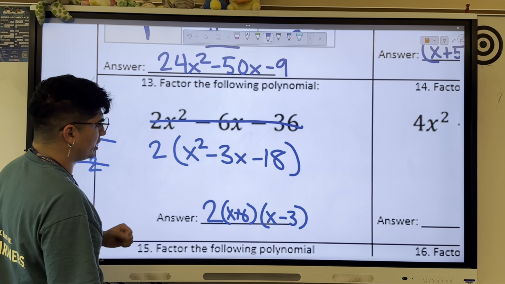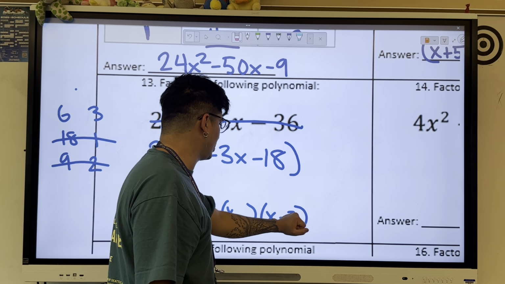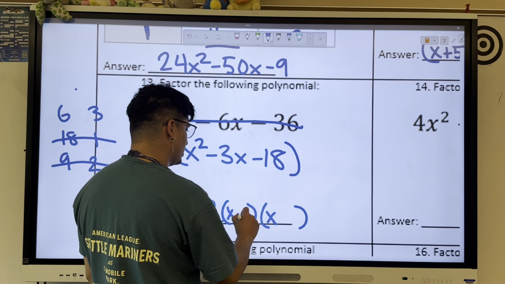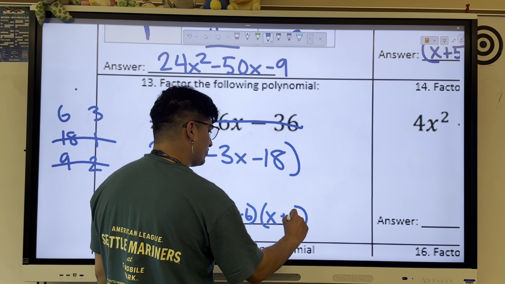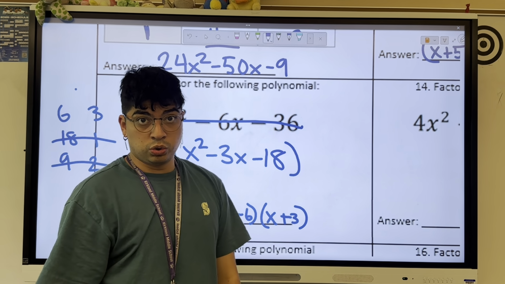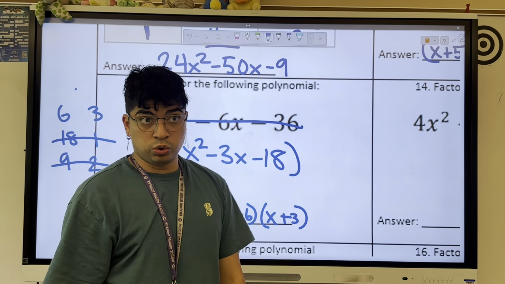Which is not true. Oh my goodness. Mr. Fernando, what are we doing? What are we doing? It is negative 6 and positive 3. Whew. Rough out here. So in this case, we have negative 6 and positive 3.